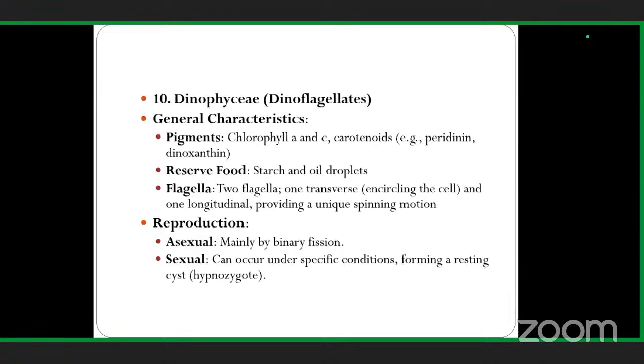Class 10 is Dinophyceae, that is dinoflagellates. The pigments present are chlorophyll a and c. Carotenoids are peridinin and dinoxanthin. Reserve food is starch and oil droplets. Along with starch, you will also see oil droplets.